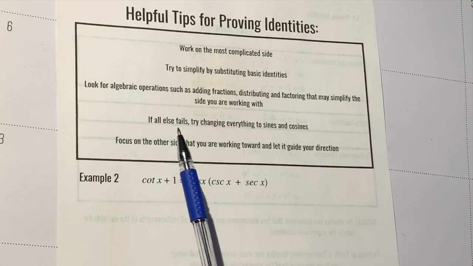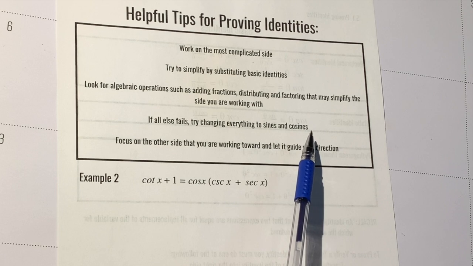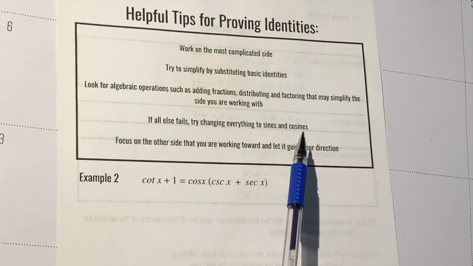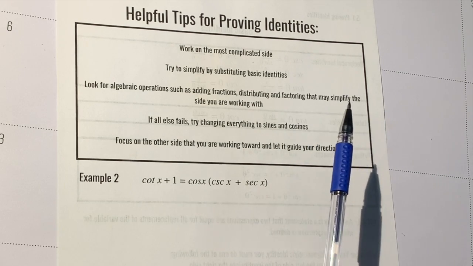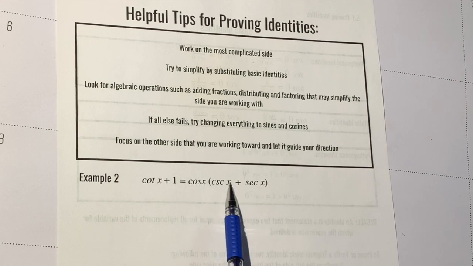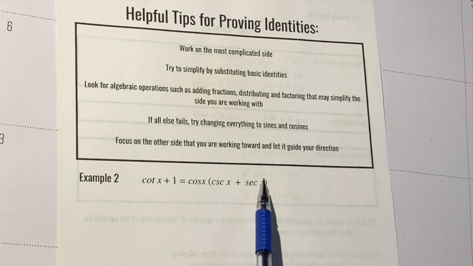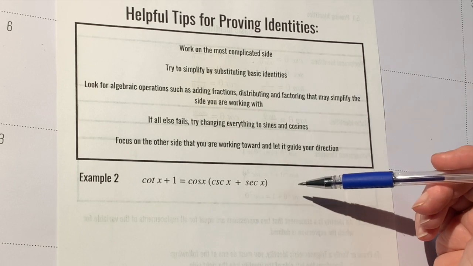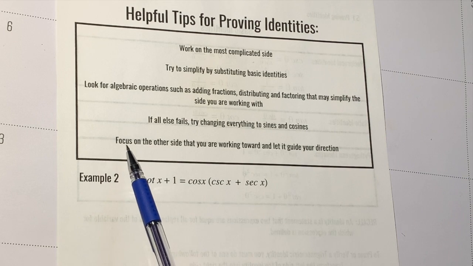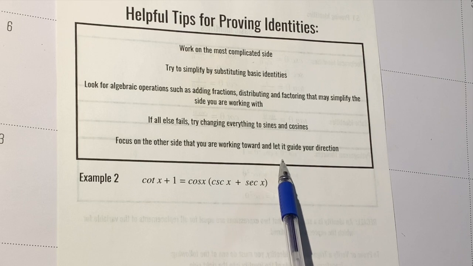If all else fails, try changing everything to sines and cosines. If you can't really find any way to go with it, you can always take, and I could break this into a 1 over sine and this into a 1 over cosine. I could go that route with it. So you can always try, if nothing else, breaking everything that's not already a sine or cosine into sines and cosines. And the last one, focus on the other side that you're working toward and let it guide your direction.